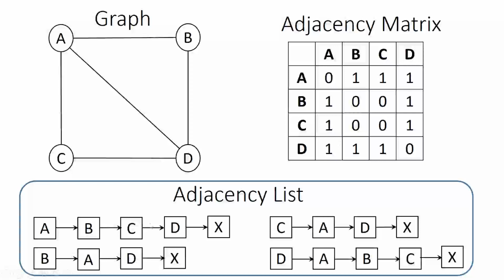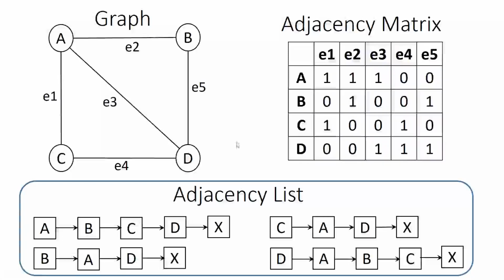Now, coming to the adjacency list, how will you find the degree? Again, it is also simple because it is an undirected graph. For A you can see B, C, D, three vertices are there, so the degree will be 3. Similarly, for B, A, D, 2 are there, so the degree of vertex B is 2. Degree of vertex C is 2. Degree of vertex D is 3.